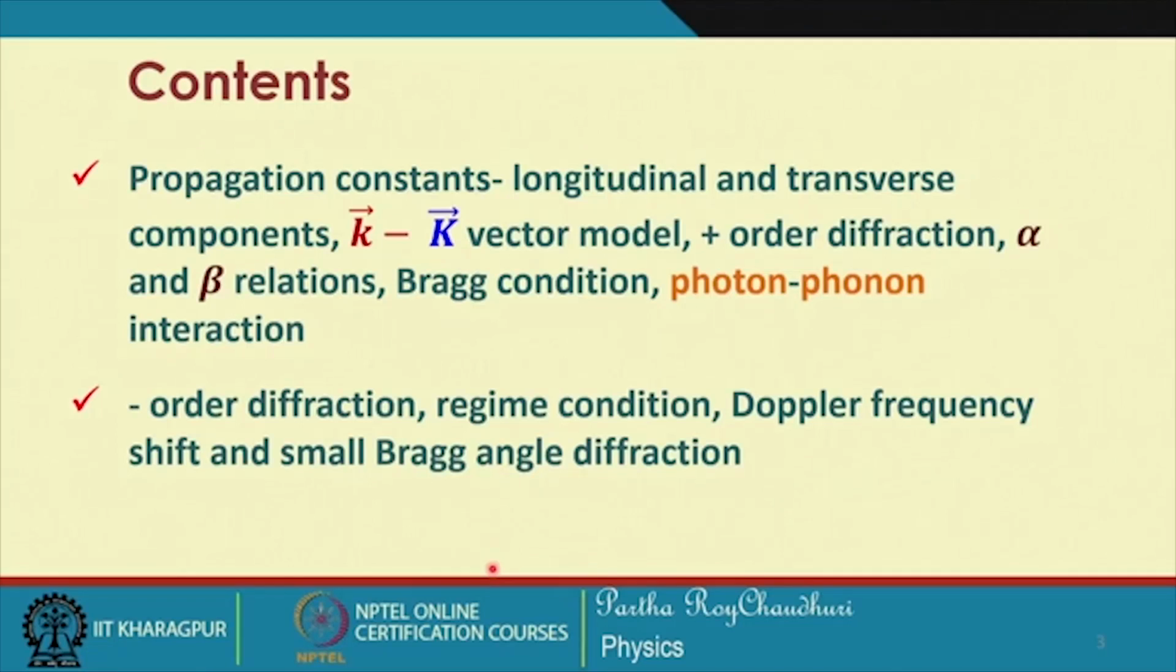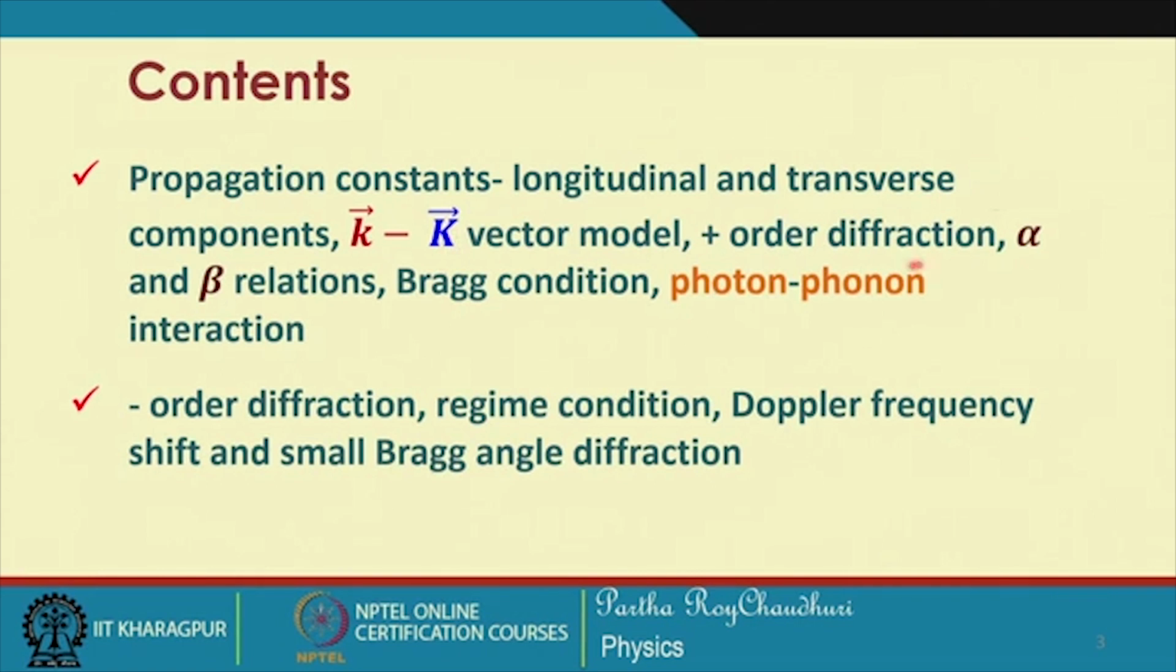We have considered the small Bragg angle diffraction, and then after we discussed the large Bragg angle diffraction also, but still we have some more insight to discuss about the small Bragg angle diffraction in terms of the vector model, that is small k, which represents the propagation constant of the optical beam, and capital K, which represents the propagation vector of the acoustic beam.